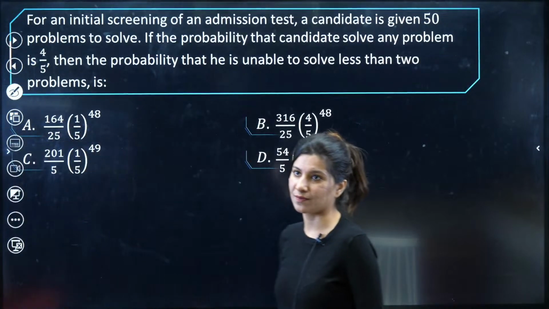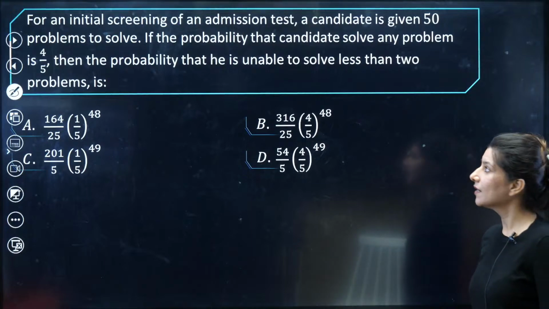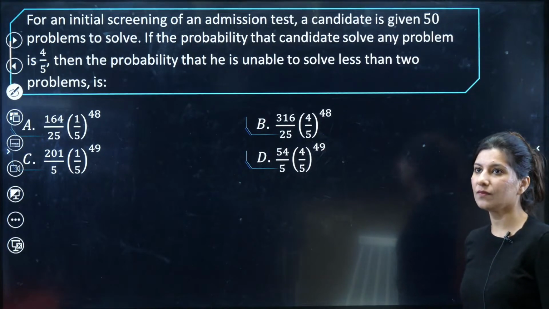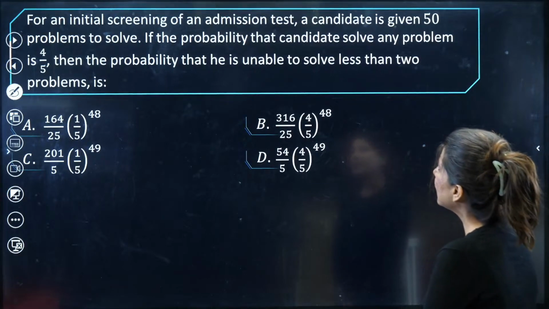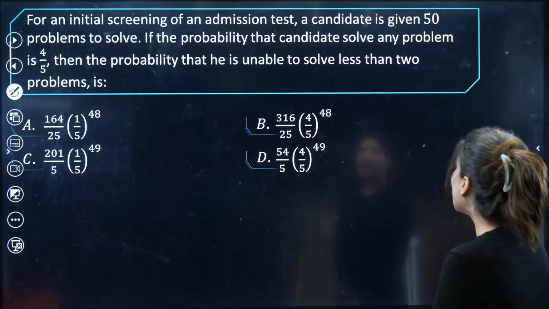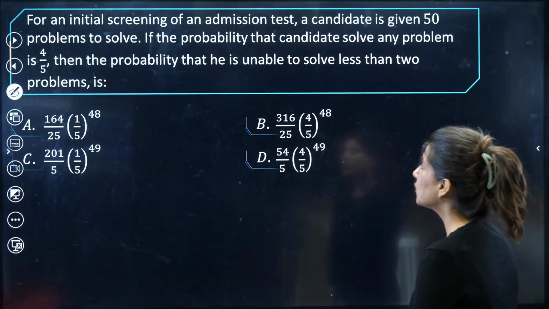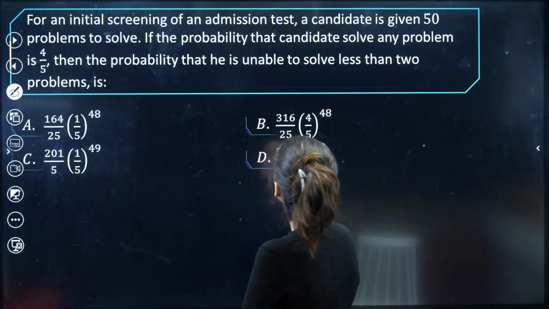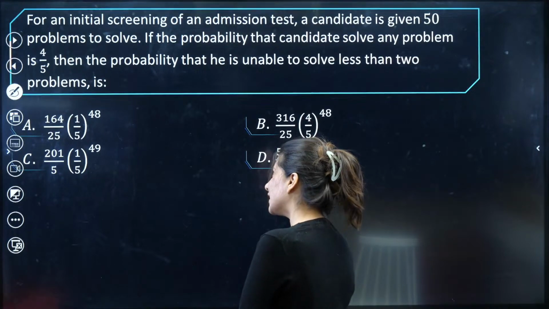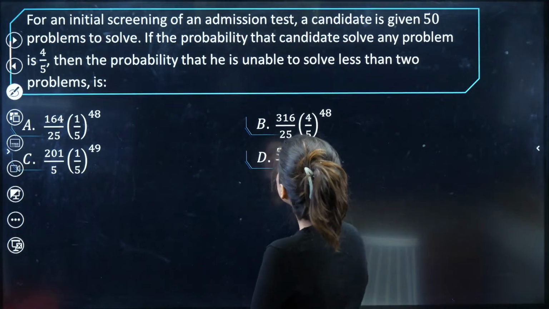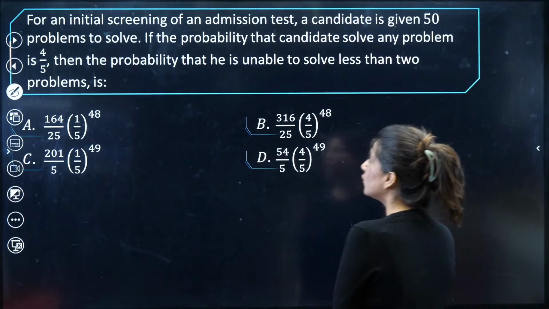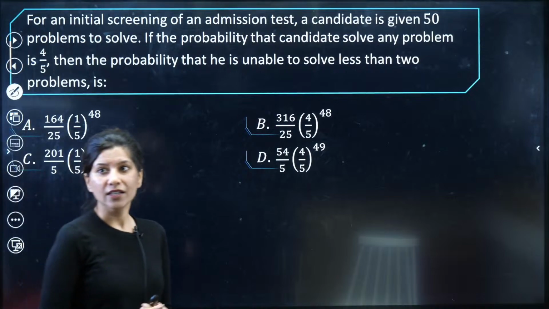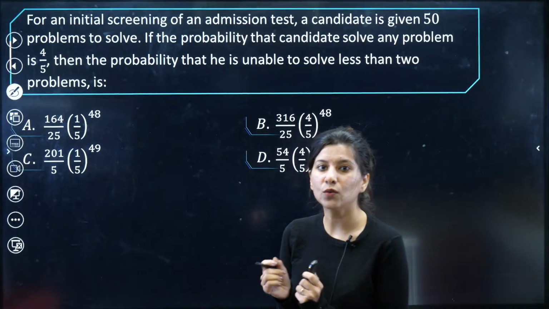Now one proper question is this. For an initial screening of an admission test, a candidate is given 50 problems to solve. If the probability that the candidate solves any problem is 4/5, then the probability that he is unable to solve less than 2 problems. Now please understand, this is with a little bit of a twist.